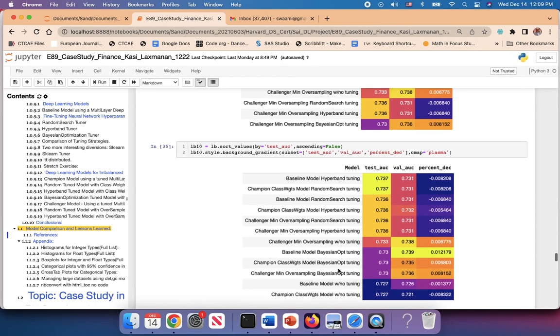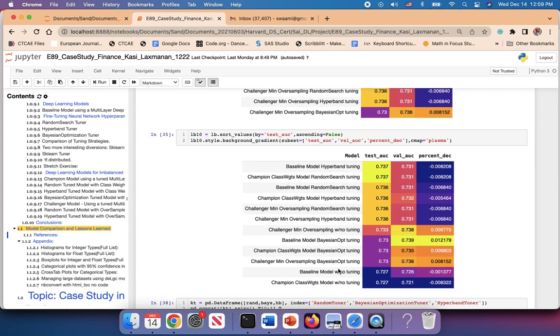The other observation is that the Bayesian optimization tuner, the Bayesian optimization tuner tuning on the baseline model did very well with respect to validation AUC. From a generalization perspective, across all of the scenarios, it didn't do that well. On the contrary, for all three scenarios, the baseline strategy, the champion strategy, and the challenger strategy, the hyperband tuner and the random search tuner did a very good job in terms of the test AUC.